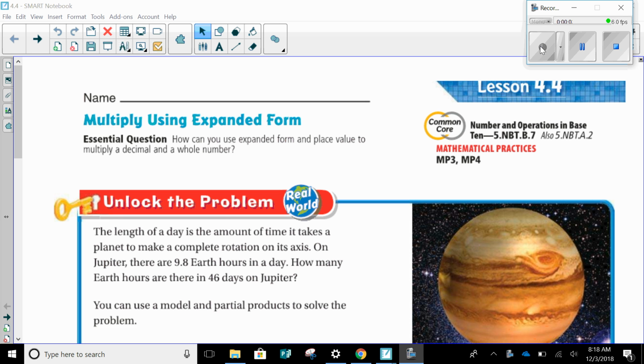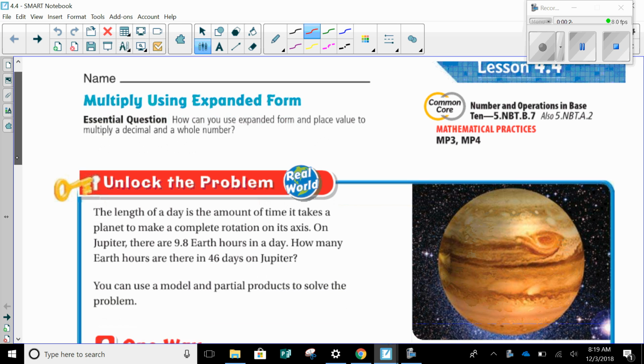Okay, today our lesson is 4.4, and we are going to learn how to use expanded form and place value to multiply a decimal and whole number. So we've done expanded form before, so this should not be too difficult for you. So let's look at our question.